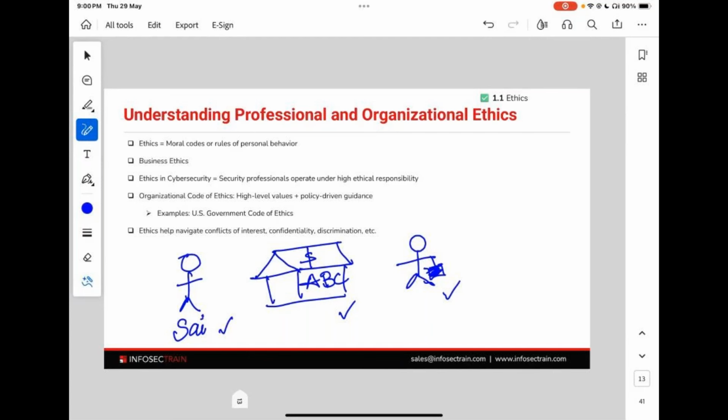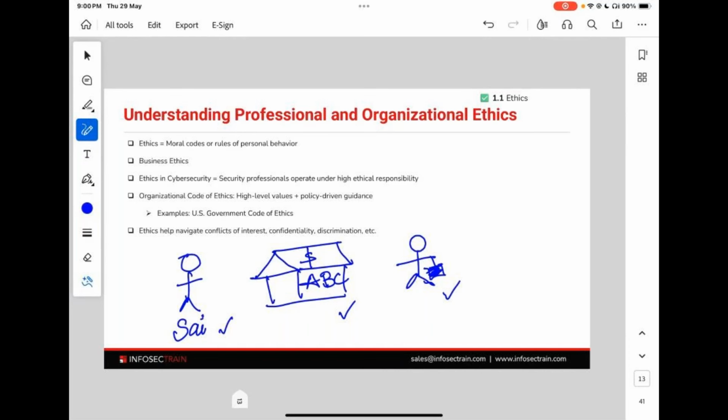Can I accept a gift from a vendor? If the organizational code of ethics says that if the gift is more than $10, I should not accept it. If it's a small gift that we exchange as a gesture, I might accept. If that is what the organization's document or policy is saying, I can happily accept it, right?